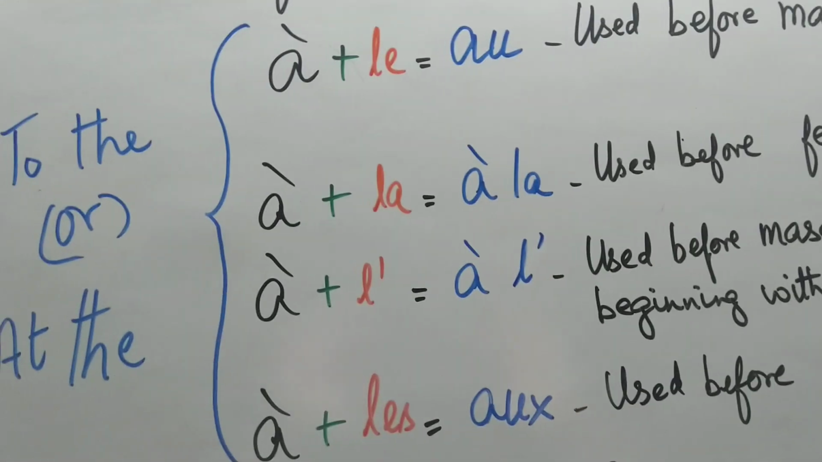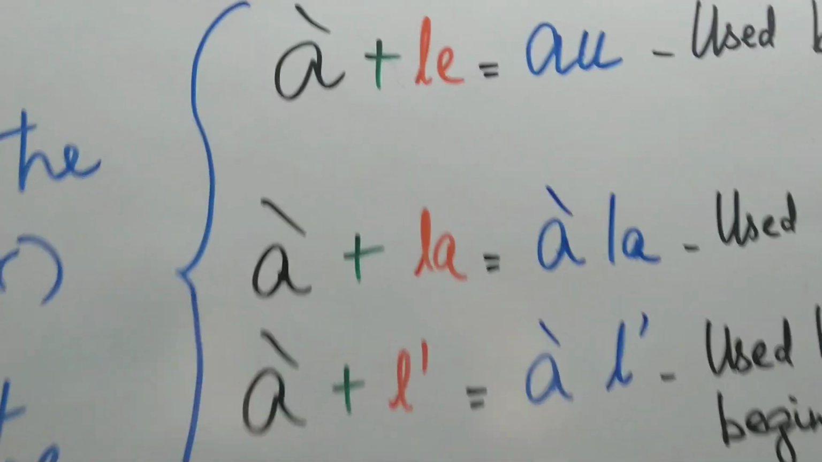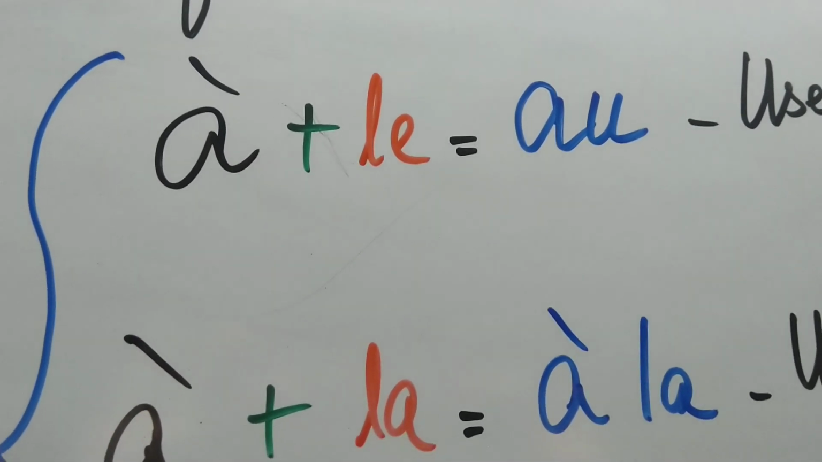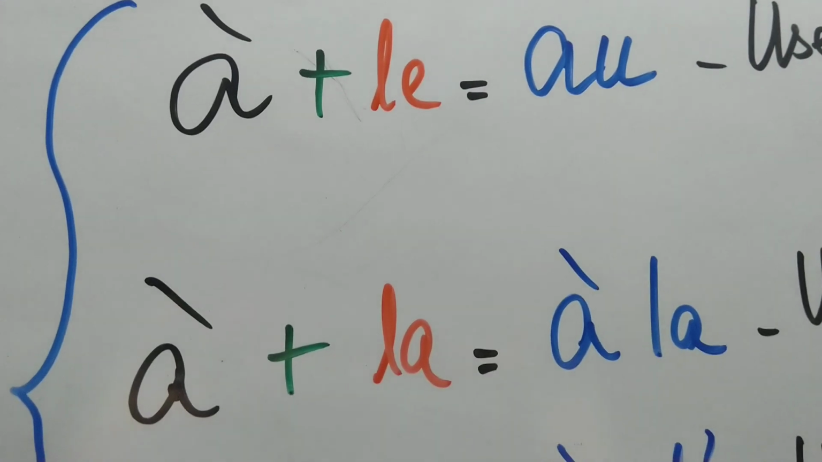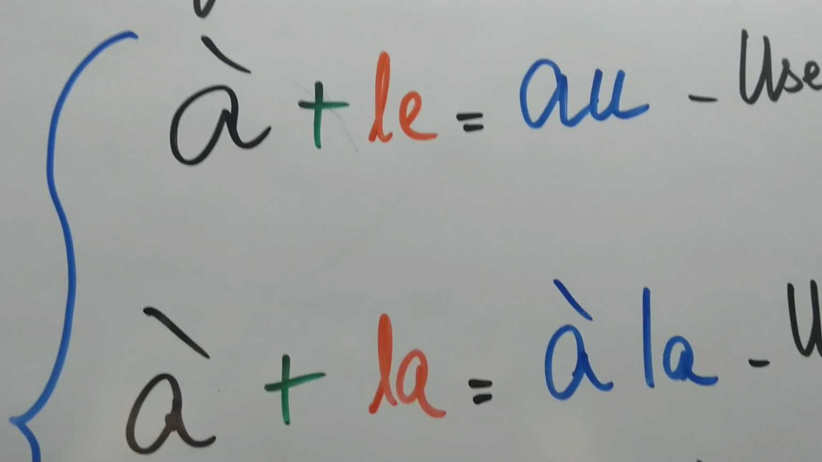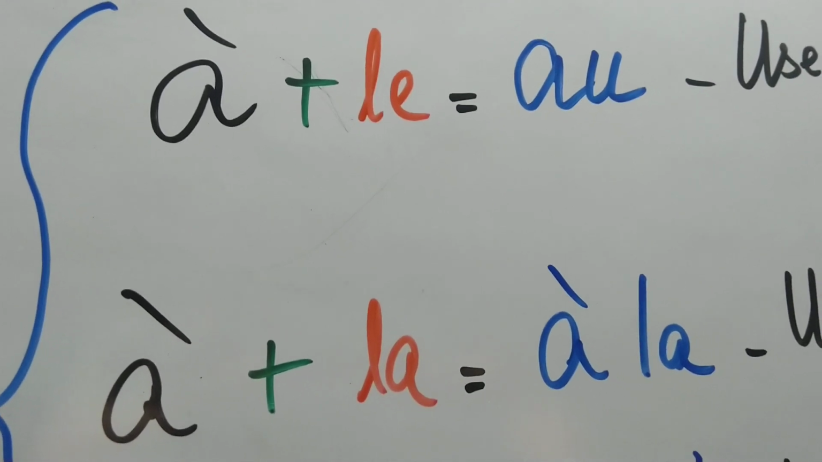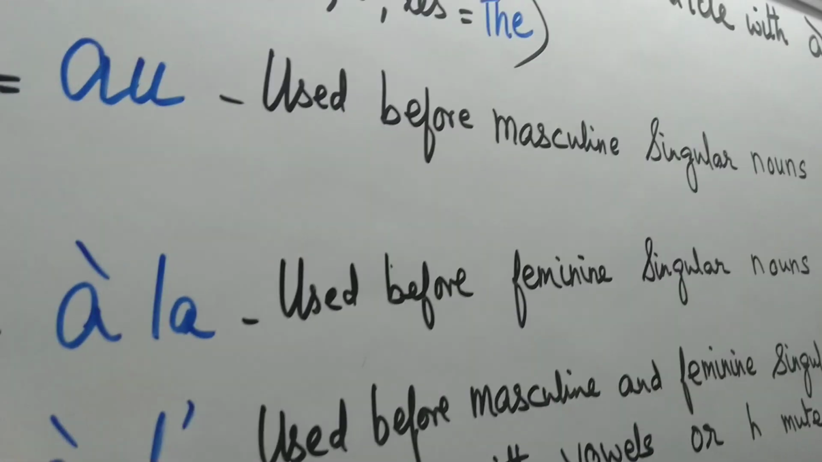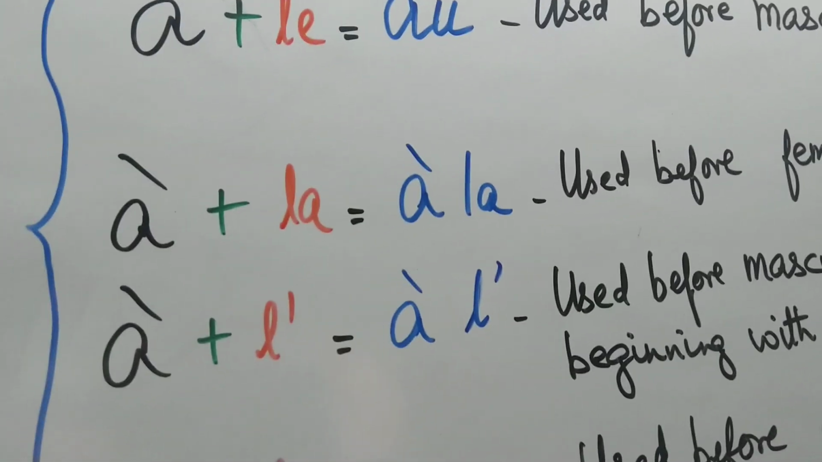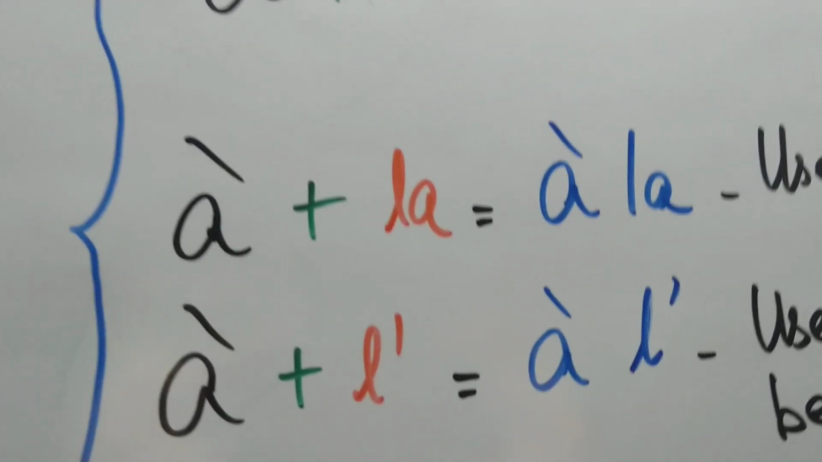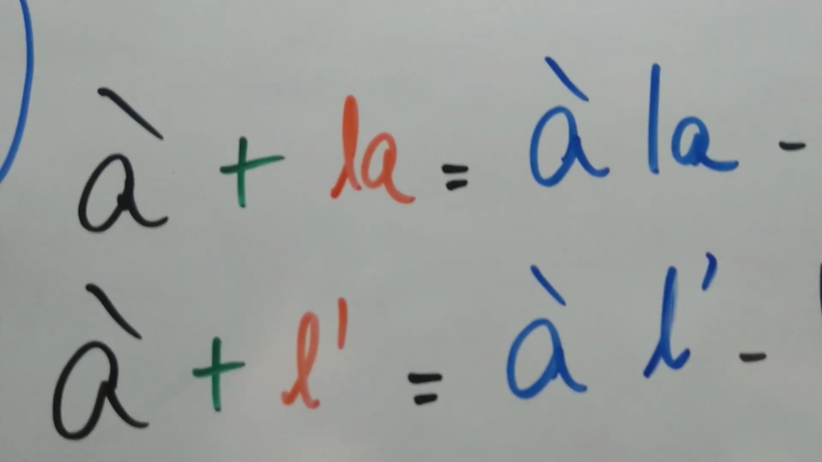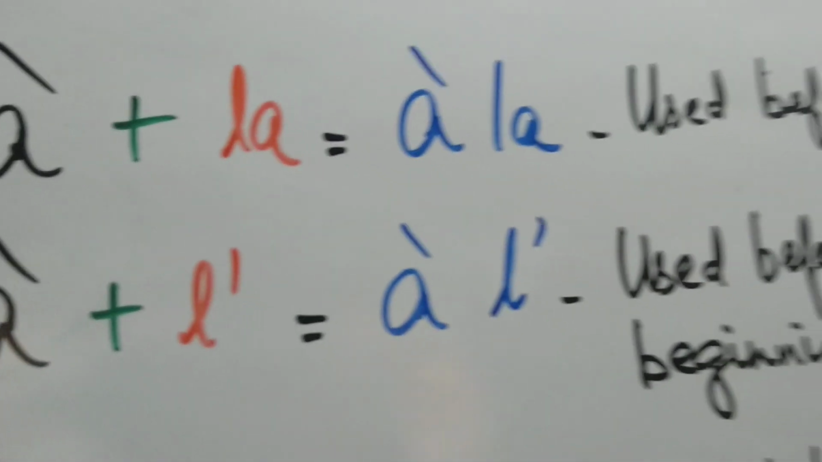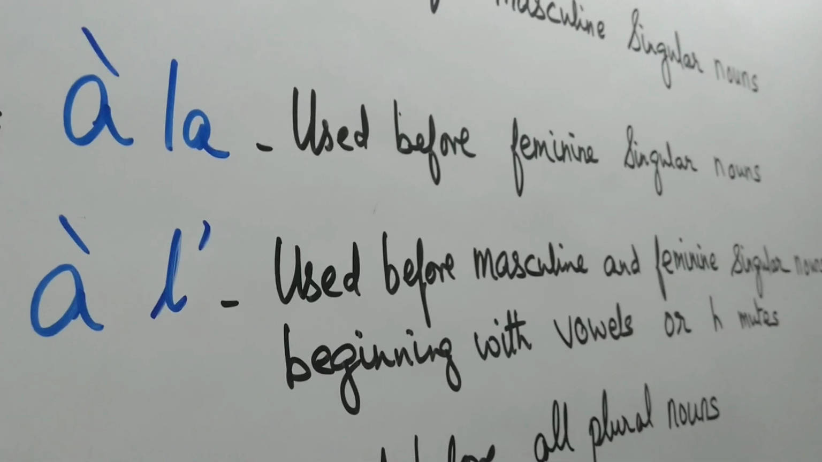When à is joined to le, the form will give you a new form, au. And please look at au, there is no accent on au, although you have à plus le. The form gets cancelled to give you a new form, au. And where is au used? Au is used before all masculine singular nouns. The second form is à la. When à is joined to la, you have the same form, à la. Please observe the distinct gap between à and la. So à la will be used before feminine singular nouns.